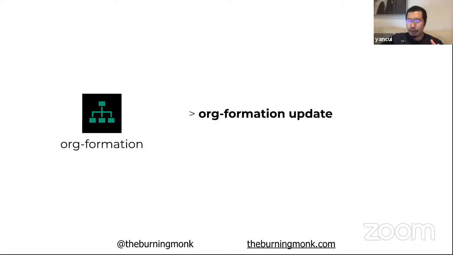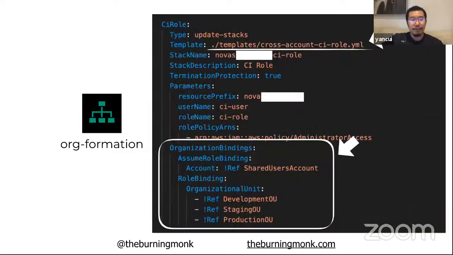Control Tower lets you provision new accounts based on some template or factory that you have. But once you update your template, it doesn't really have a mechanism for you to update those existing landing zones that you already provisioned. But org-formation lets me do that by updating the existing stack that's been deployed to all these different accounts.